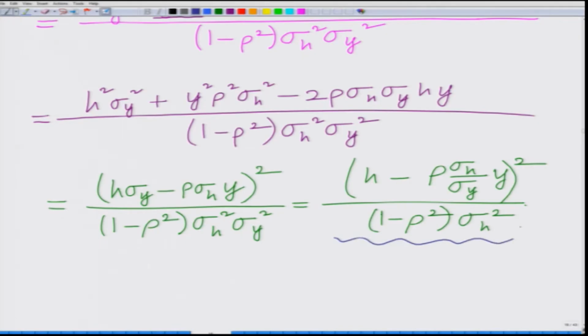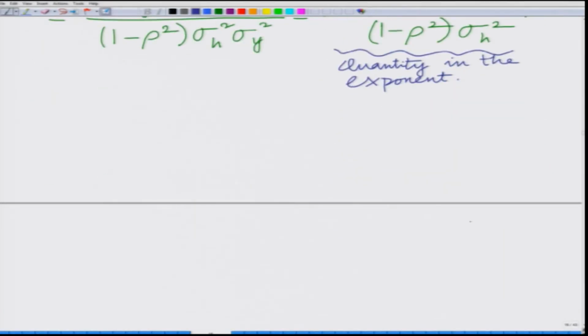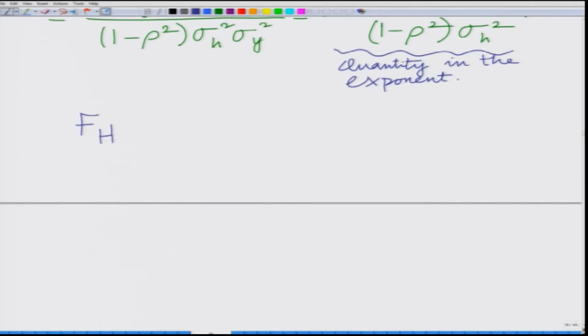The quantity in the exponent will be e to the power of minus half times this. Therefore, now, putting it all together, remember we set out to derive the conditional probability density function of the parameter h given the observation y. Therefore, the conditional probability density function of the parameter h given the observation y will be given as follows.